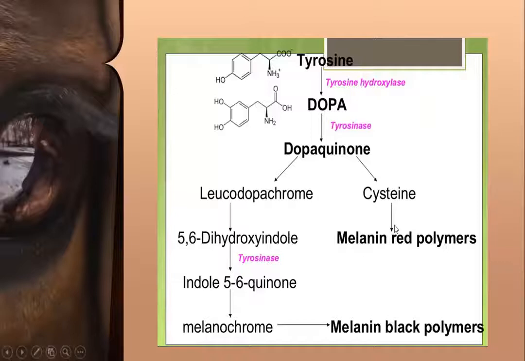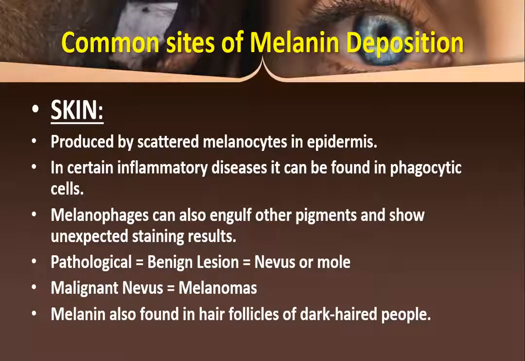Okay, so here you can observe, if red polymers are formed, it means pheomelanin forms, and in case of melanin black polymers, then you can say melanin forms. So both pigments decide skin color. Okay, in very simple wording, both pigments decide skin color. So if red polymers are high in number than melanin, then skin will appear light in color. If dark pigment melanin is more in skin, then skin will appear dark in color.